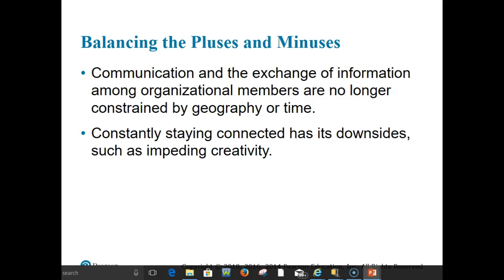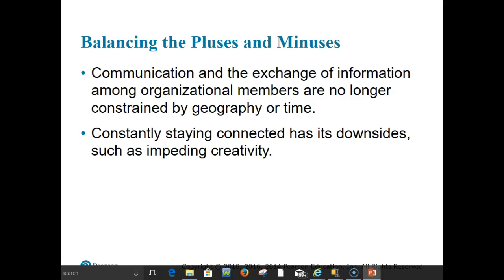Balancing the pluses and the minuses. Communication and the exchange of information among organizational members are no longer constrained by geography or time. Constantly staying connected has its downsides, though, such as impeding creativity. Collaborative work reports among widely dispersed individuals and teams, sharing of information and integration of decisions at work throughout the entire organization have the potential to increase organizational efficiency and effectiveness. However, companies need to guard against relying exclusively on IT for collaborative work. For example, constantly staying connected can impede creativity.